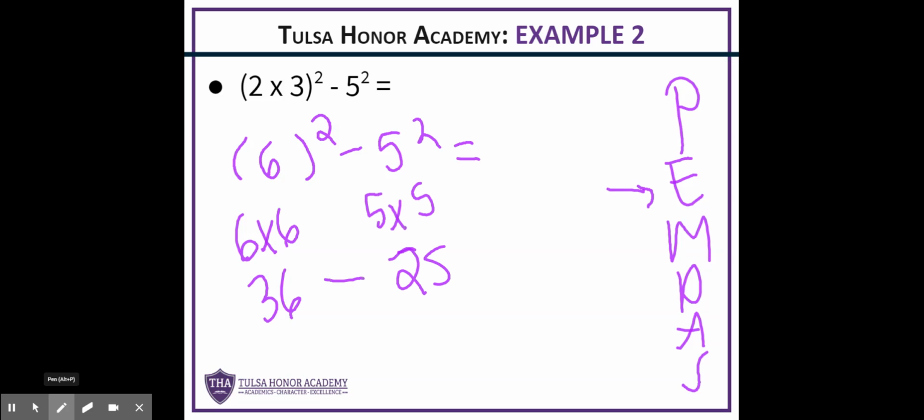And then our last step in this problem is to subtract, because we didn't have multiplication, we didn't have division, and we didn't have addition, so we go to subtracting. So 36 minus 25 is 11, so our answer should be 11 for this example.